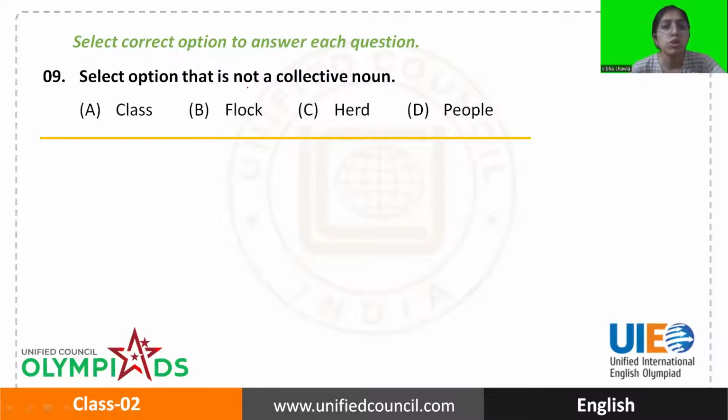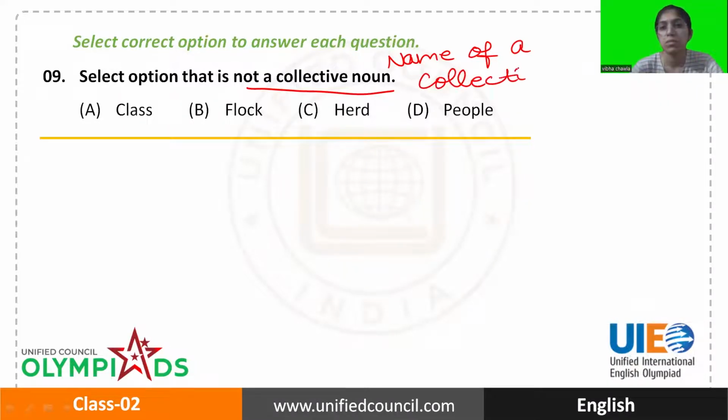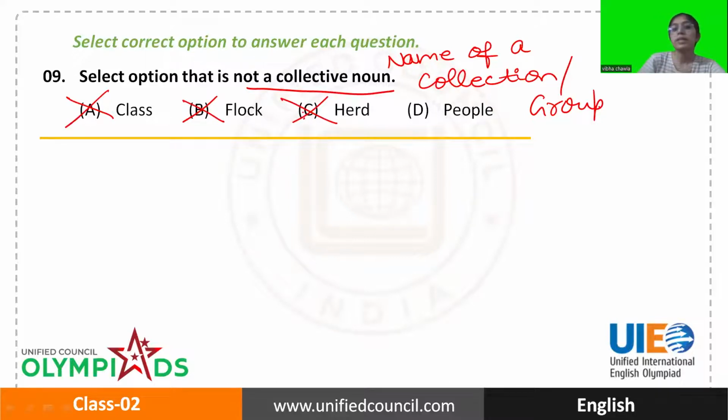Select the option that is not a collective noun. First of all, what is a collective noun? See, noun is a name, right? Collective noun is the name of a collection, name of a group. So here, class, flock, herd. All these three are collective nouns. Okay, we can say class is a group of students.